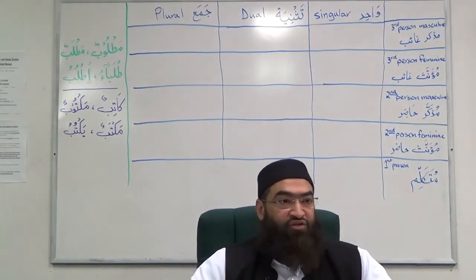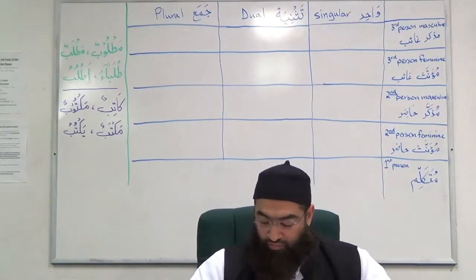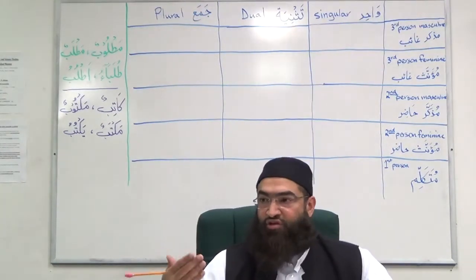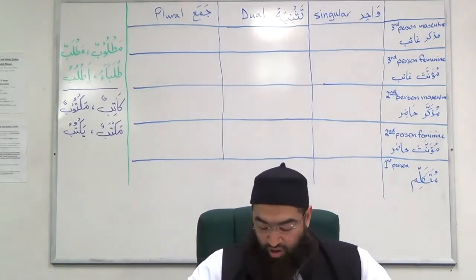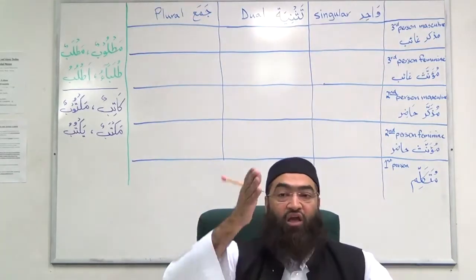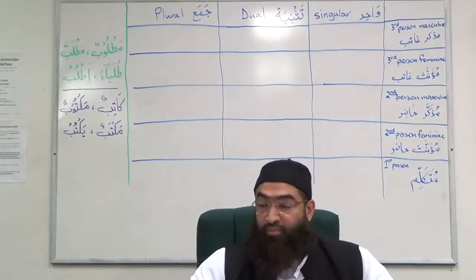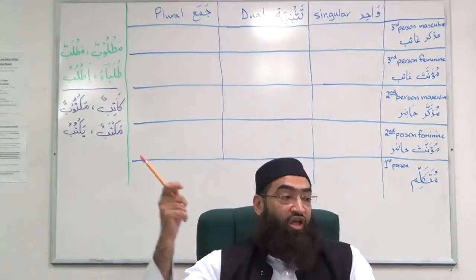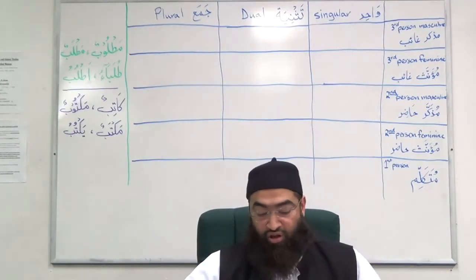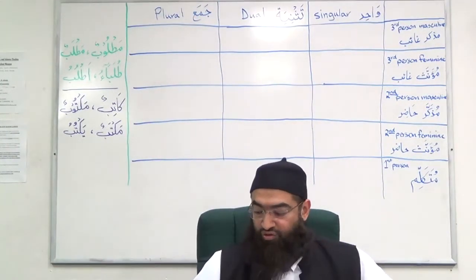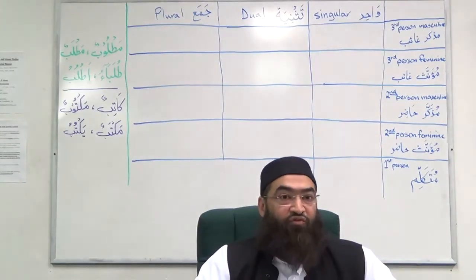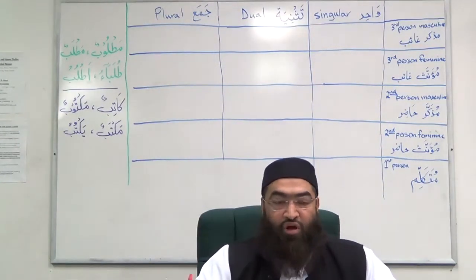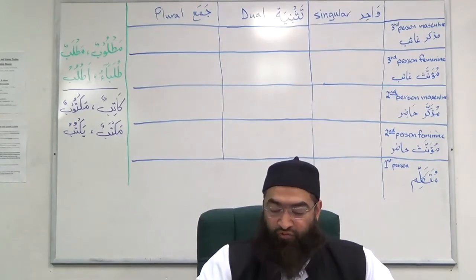When the person is talking, when it's the first person, he's talking, he will be mutakallim. And if it's second person, you are talking to someone, it's mukhatab. And then when you are talking about someone, it's ghaib. So any questions on that before we move ahead? This was all a review from last week and the week before.